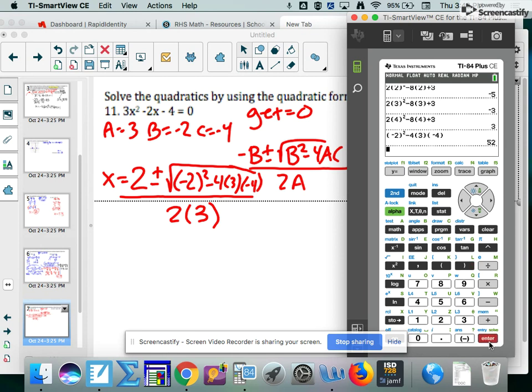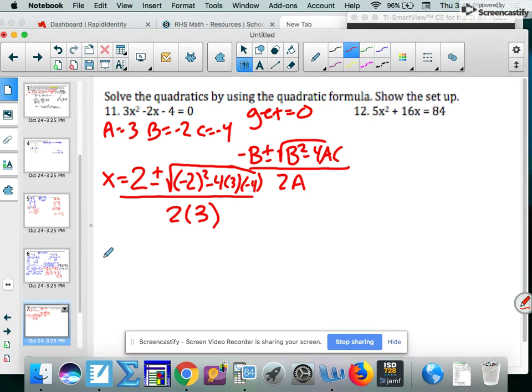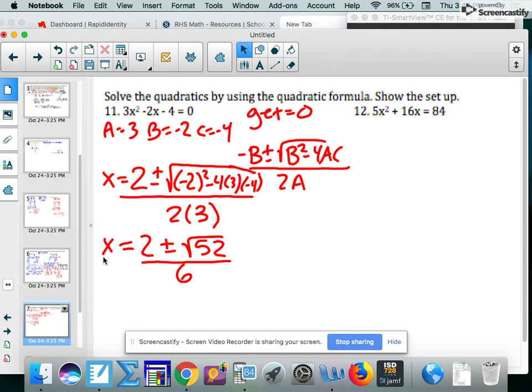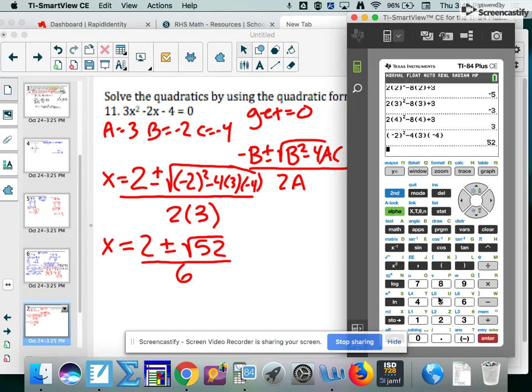And I got 52. So that means this turns into x equals 2 plus or minus the square root of 52. I haven't square rooted yet. On the bottom, 2 times 3 is 6. Next step is to square root 52. Square root of 52 gives you 7.211. I'm just going to round that up to 7.21.